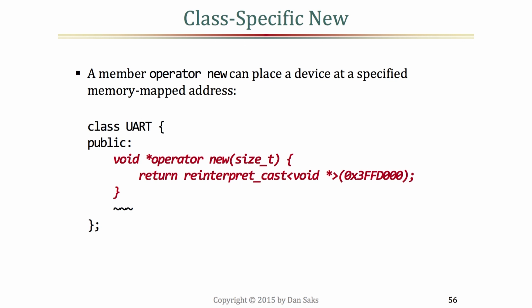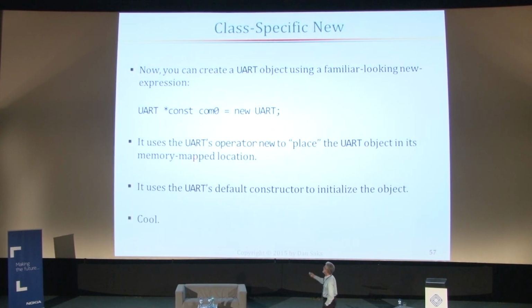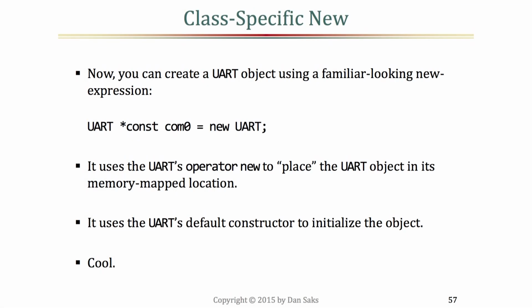And notice that what this basically says is that when you allocate the storage for UART, you just take the value of the address that you know it resides at, and you return that as the result of operator new. And this lets you do something very elegant, which looks like this. Next. Right there. You can just say that the COM0 port is a new UART. And that gets the value without making the user know what that magic number was.